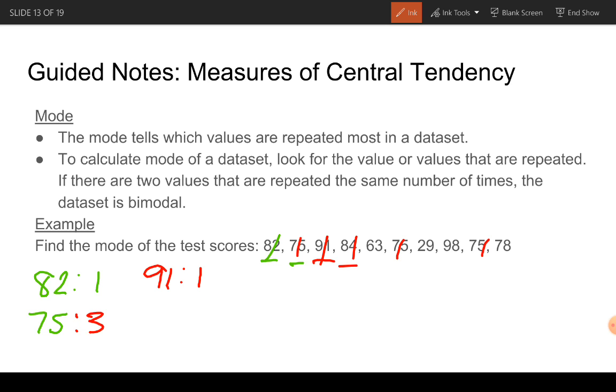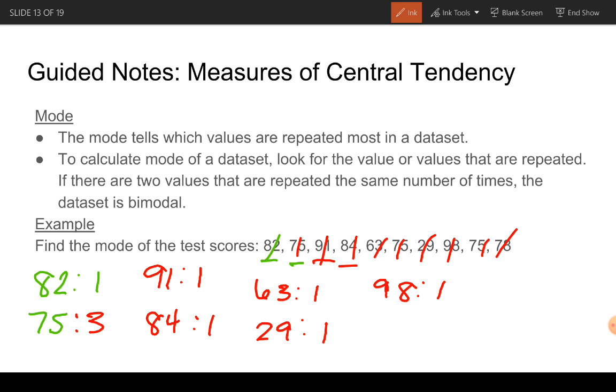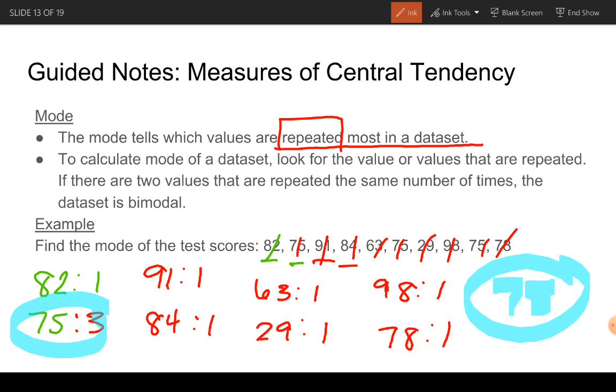What about 84? 84 only shows up once. 63 shows up once. 29 shows up once. 98 shows up once. And 78 shows up once. Okay, so the mode tells us which value is repeated most in a data set. So in this case, the value that is repeated the most would be 75. So 75 is our mode.